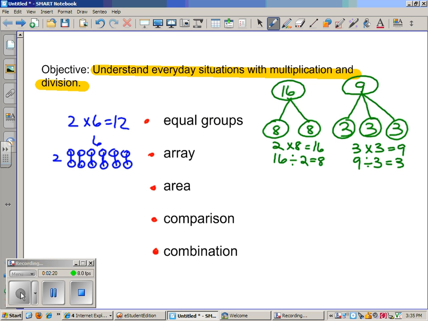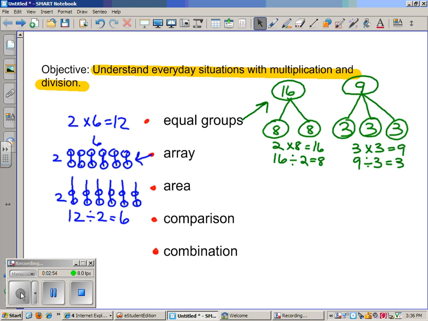Okay. Or we could maybe know that we have a total of 2 rows and that we have a total of 12, so we could separate those. Total, and then we could get that division of 12 divided by 2, and we could count up how many columns we have. 1, 3, 4, 5, 6. Okay, so that's the array method. I'll kind of draw arrows here. This is equal groups.